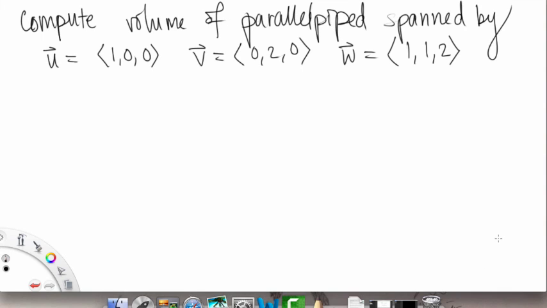Okay, so on this problem, it tells us to compute the volume of the parallelepiped spanned by these three vectors, u, v, and w. There are actually a couple ways you can do this. I'll demonstrate two of them.